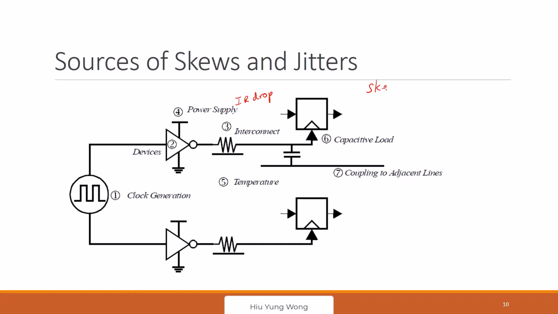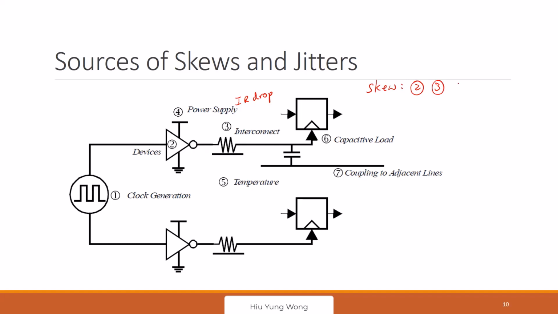What are the major sources for skew? Skew means that you have a constant delay. Basically, it's constant. It's just because of the imperfection, right? So including the device, when the clock, this is the clock, goes through this buffer, it will have a delay. Interconnect also has a pretty constant delay, right? But it can be varying.